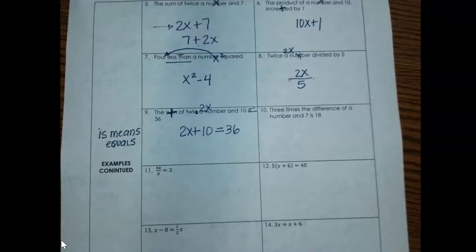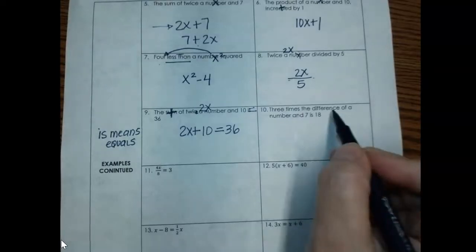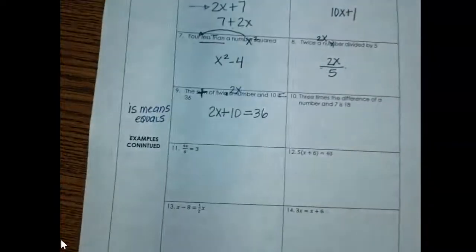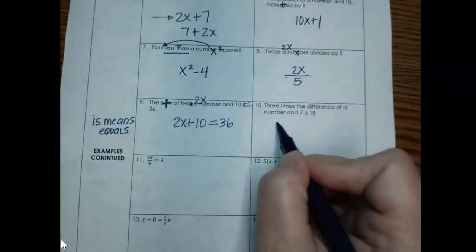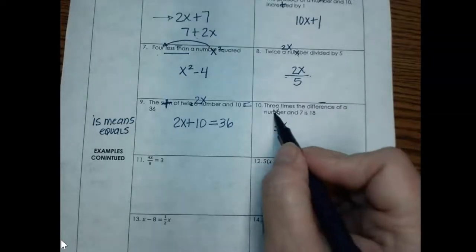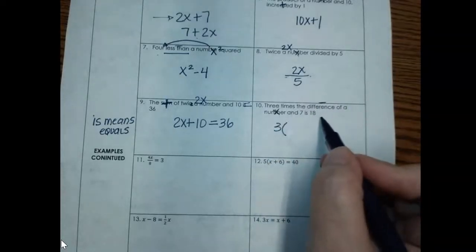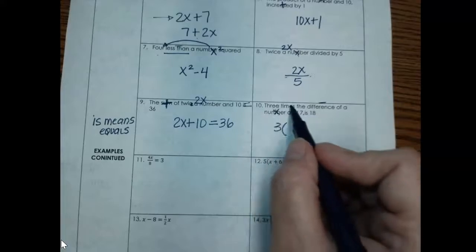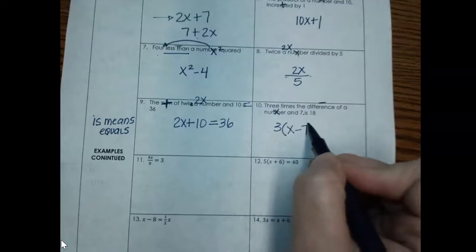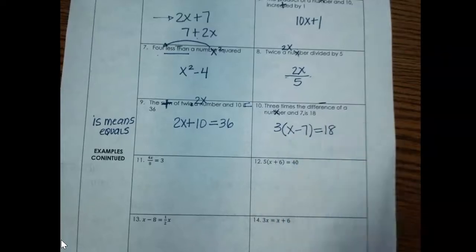Let's try number 10. So we have 3 times the difference between a number and 7 is 18. 3 times the difference. Well, remember that? We look back over here. That's one of our parenthesis phrases. That means we're going to have parentheses involved here. So it's 3 times the difference. We're going to have subtraction of some number, and 7 is 18. So we're going to go in the order it's written. 3 times, there's our parenthesis, the difference of some number and 7 is 18.